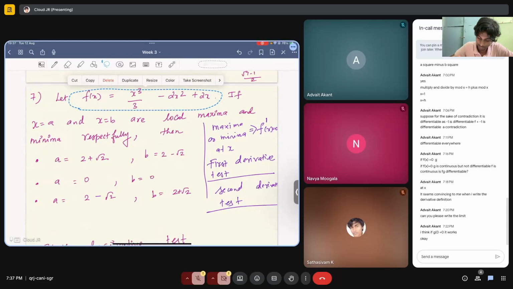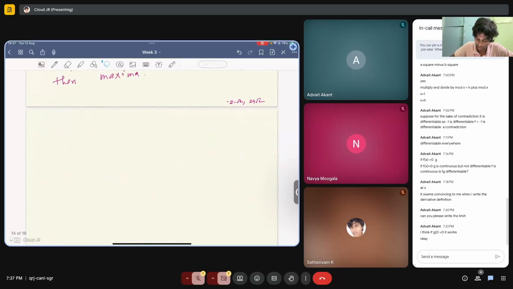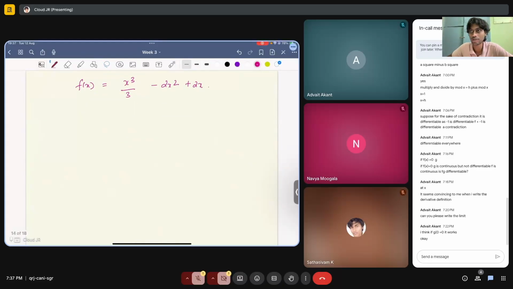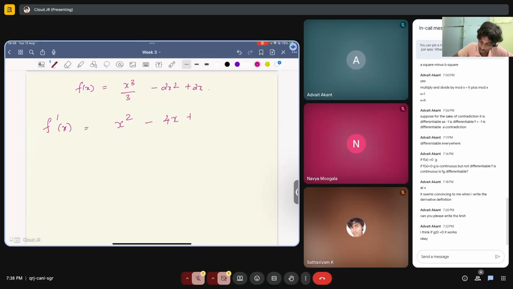Okay, so let me take the function here. So now the first job is to find the critical points, because we know that if a maximum or minimum exists, then it's a critical point. So let's look at the critical points and see what those are. If you take the derivative, this is x square minus 4x plus 2, right?